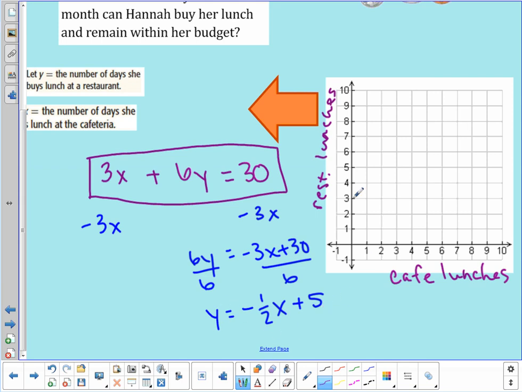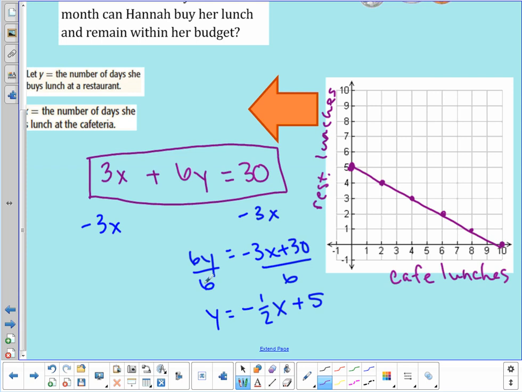My y-intercept is positive 5, so I go up to positive 5, and then my slope is negative 1/2, so that's down 1 and over 2. Down 1 and over 2, and I'm going to go all the way down until I get to the x-axis. Okay, so this is what we're looking at.